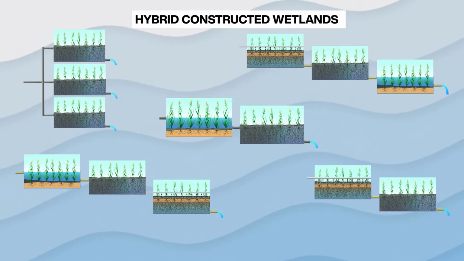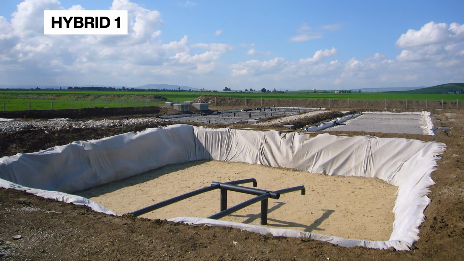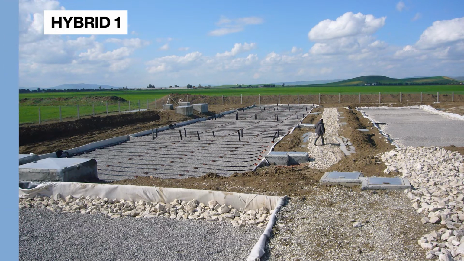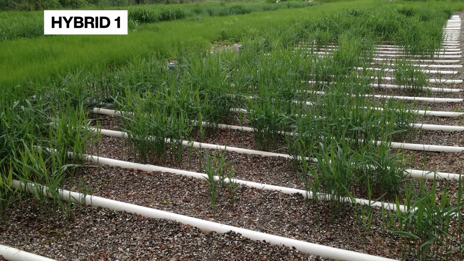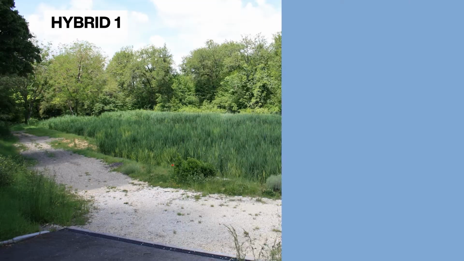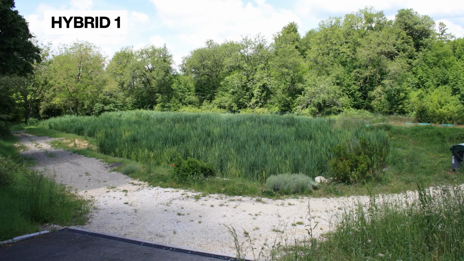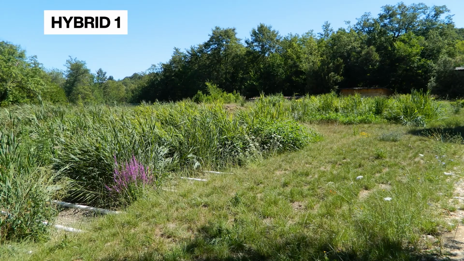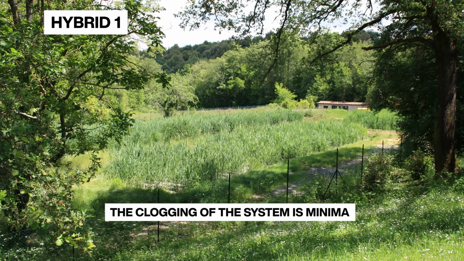There are three modifications to consider. The first hybrid is the most common. Vertical and horizontal subsurface flow constructed wetlands are connected so that the vertical one receives the incoming wastewater, and then its effluent is treated by the horizontal one. What is the benefit of this connection? This hybrid minimizes the risk of clogging as suspended materials are effectively removed in the vertical construction.